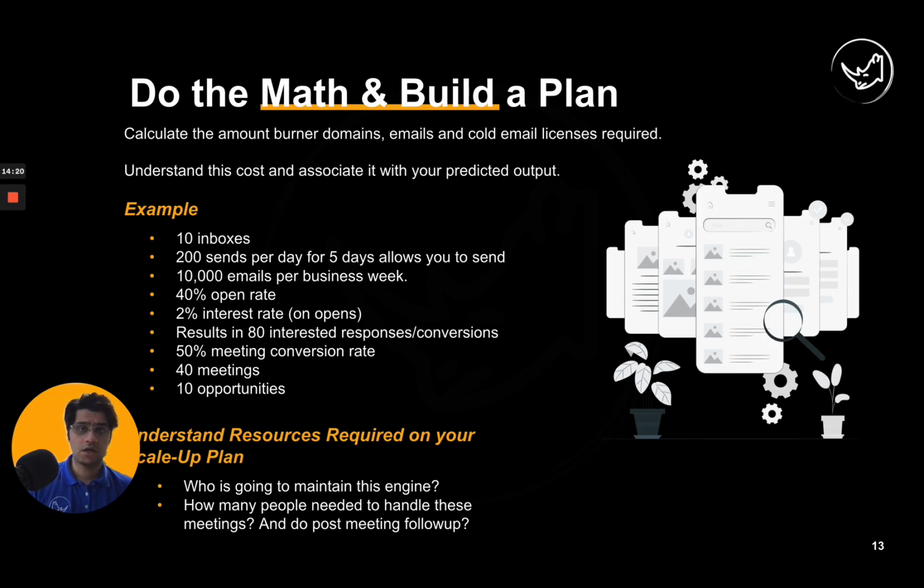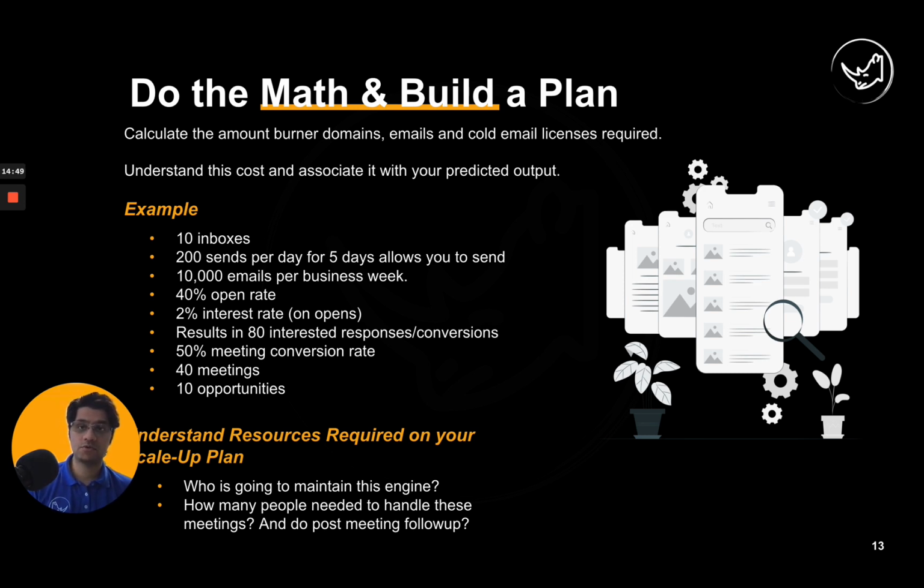Okay. Another thing you need to consider when you're starting to scale is do the math to build a plan. And what that means, specifically from a cold email perspective, is understand what the tools are required for you to scale. Do I need 10 inboxes? Do I need 20 inboxes? Do I need a copywriter? Do I need 5 templates, 2 templates? How am I going to build my list? How am I going to build my list at scale? So all these different elements.